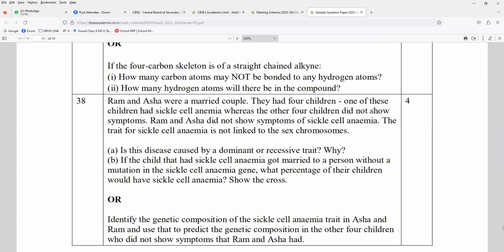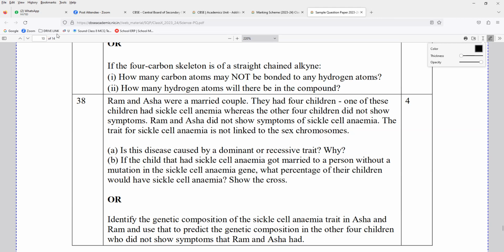So now, if they have 4 children, if it is a dominant one, the first logic, you tell me: if anything is dominant, will it appear in more number of children or fewer number of children, more offspring or fewer offspring, everybody? Don't think the question is very tough. Generally, you tell me, if it is a dominant one, does it appear in more children or fewer children? Please respond.